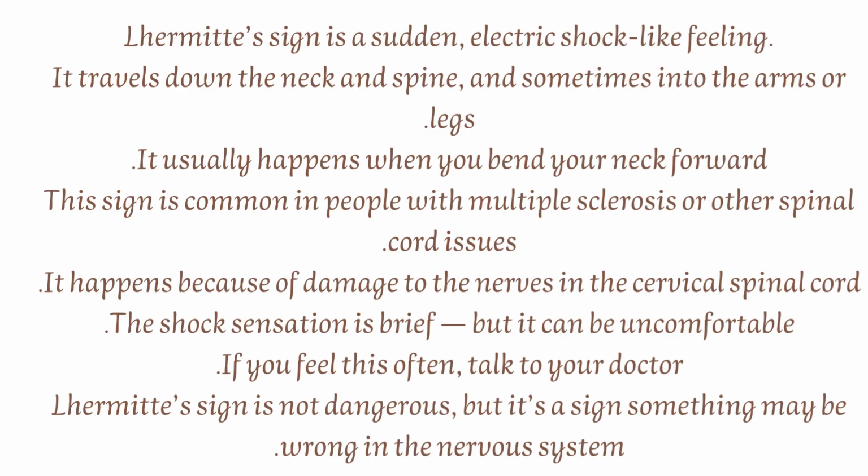Lhermitte's sign is a sudden, electric shock-like feeling. It travels down the neck and spine, and sometimes into the arms or legs. It usually happens when you bend your neck forward. This sign is common in people with multiple sclerosis or other spinal cord issues. It happens because of damage to the nerves in the cervical spinal cord. The shock sensation is brief, but it can be uncomfortable. If you feel this often, talk to your doctor. Lhermitte's sign is not dangerous, but it's a sign something may be wrong in the nervous system.